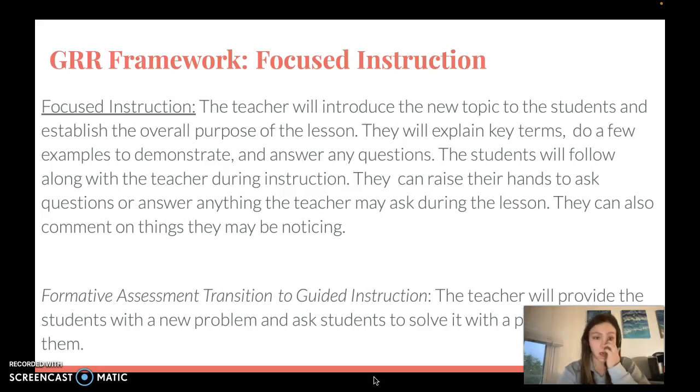teacher-instructed portion. And then for the transition into the next framework, the teacher will provide students with a new problem and ask students to solve it with a partner. So instead of the teacher doing the work on their own to demonstrate it to the class, they will ask the students to solve it with a person working next to them, and then they will do something with that in a little bit.